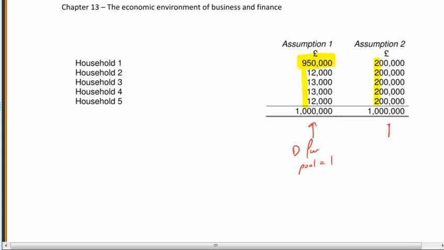Whereas under assumption number 2, we've got 5 households, each with income of 200,000. Now, I don't know if that's enough to afford a swimming pool or not. I guess it is. So I guess under assumption 2, the demand for pools could be as much as 5. So what we tend to do is assume demand for swimming pools would increase under assumption 2.